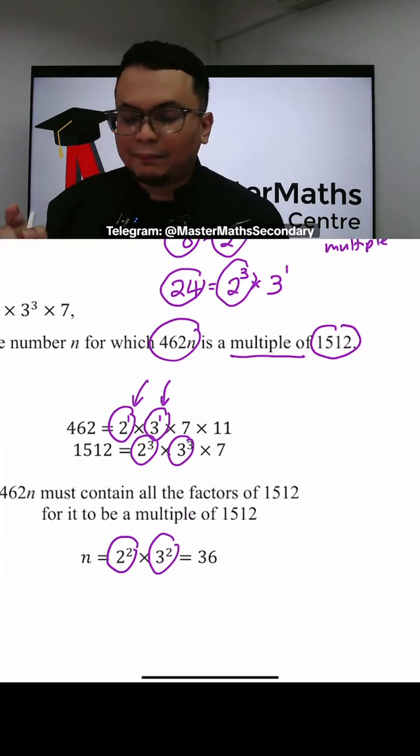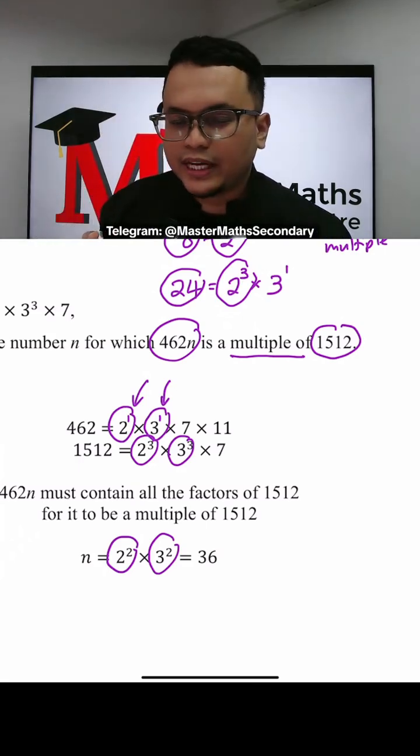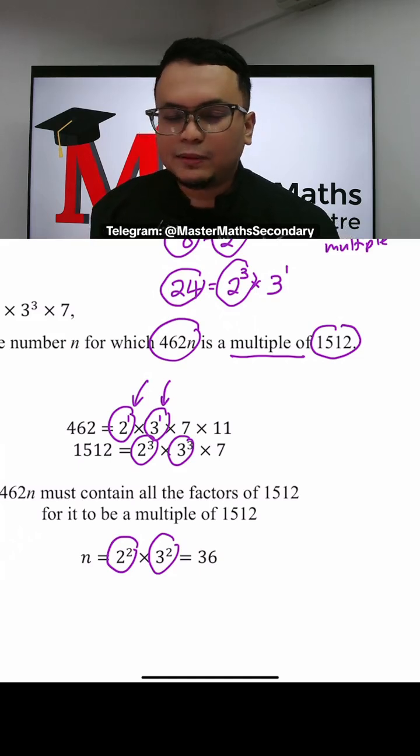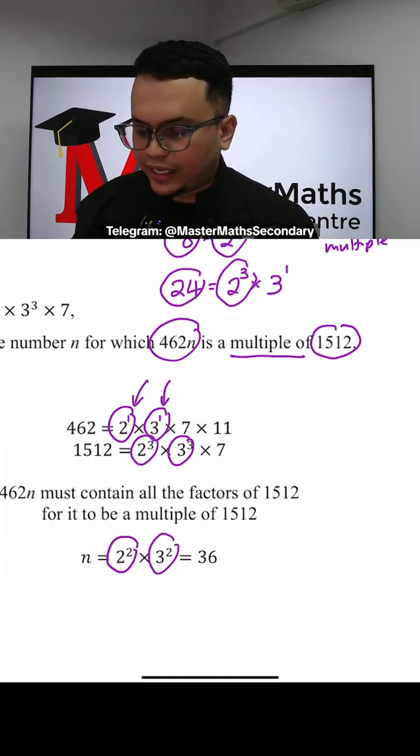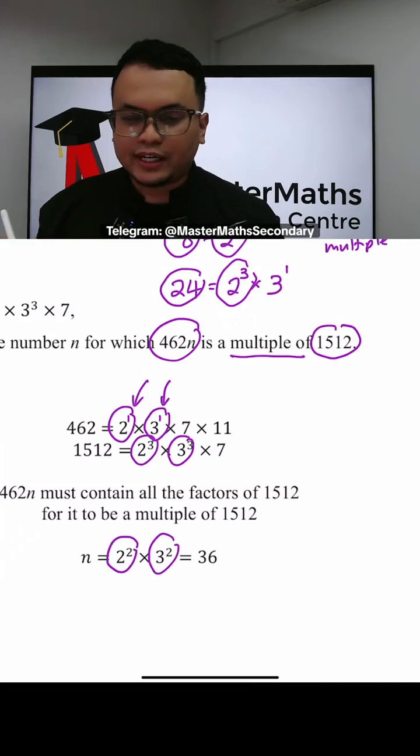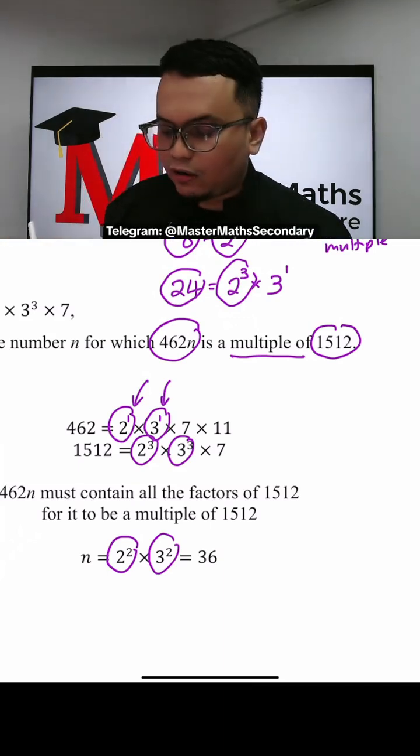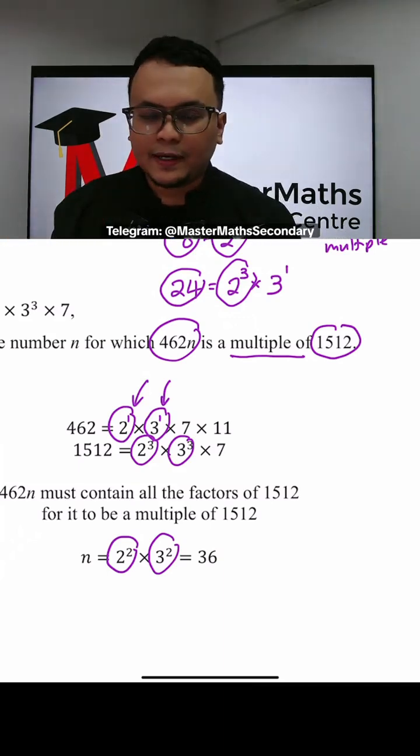Because you want it to be a multiple of 1512, Shen. It's not a multiple of 462. So you can have extras, no problem. But you must make sure that all the factors of 1512 are present in that 462n.